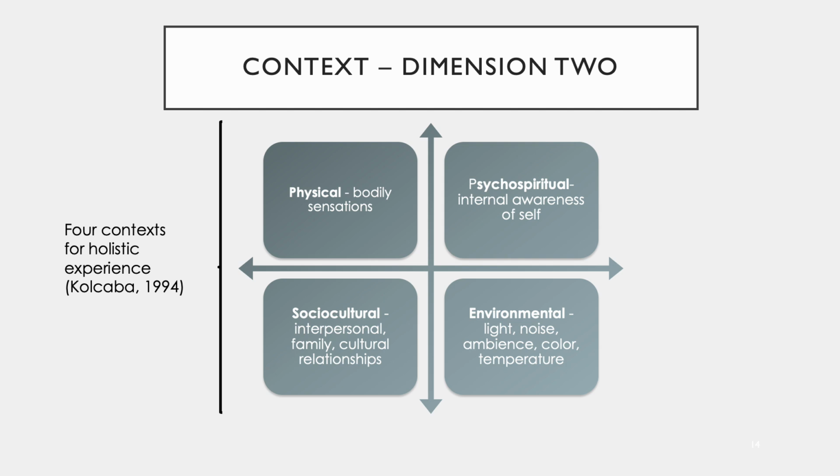The third is the environmental context, and this one I think is often overlooked, but so important. It refers to the external surroundings: light, noise, temperature, color, odors, and even the design of a room. For example, reducing harsh lighting in a hospital room or playing calming music can enhance comfort in this domain.